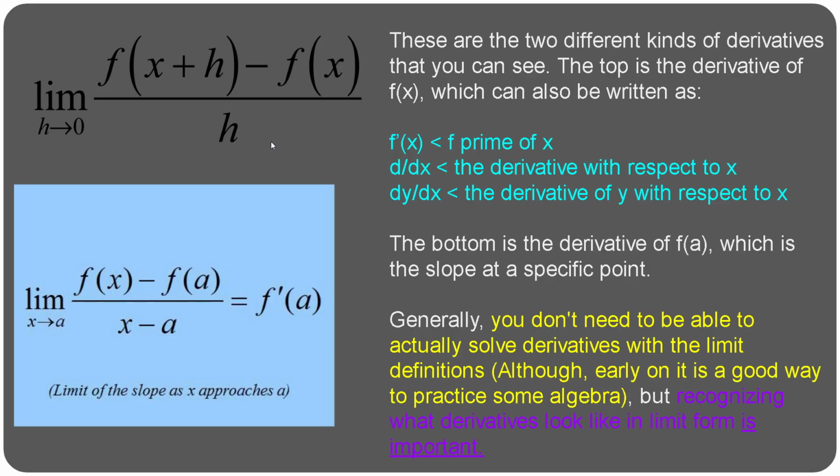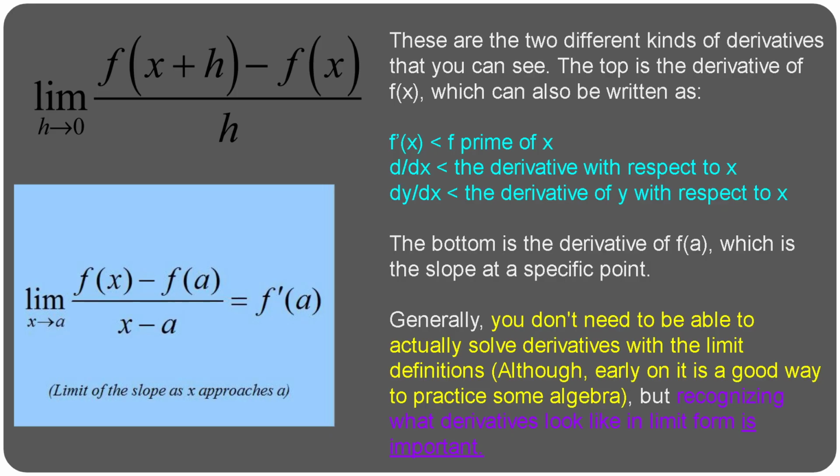And these are the 2 common types of definitions you'll see. So this top one is just the derivative of f of x. Let's go over some notation. It can be written as f prime of x, which means the derivative of a function f of x. It can be written as d over dx, which means the derivative of something with respect to x. This is also an operator, so kind of like how you say plus to indicate that you add 2 numbers, or minus to subtract 2 numbers. D over dx is an operator. So when you see d over dx, that means you take the derivative of it.